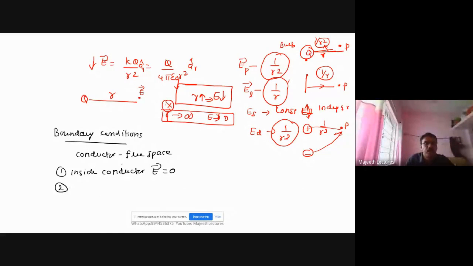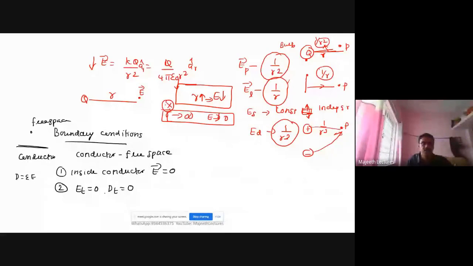When you have a conductor like this, it is free space here, and it is a conductor. At this point, the boundary splits the conductor and free space. What is the nature of the electric field? So here, the tangential component of the electric field is 0. We know a relationship between D and E: D is equal to epsilon E. E is 0 means D is also 0. So the tangential component of D is also 0.